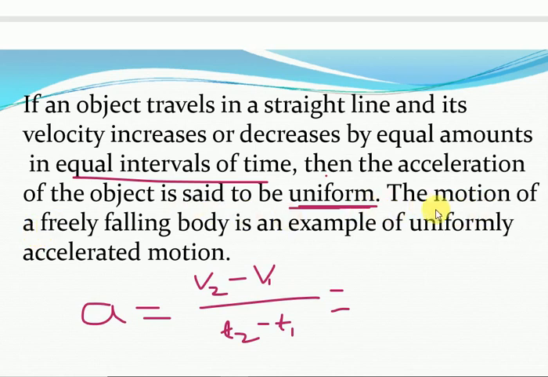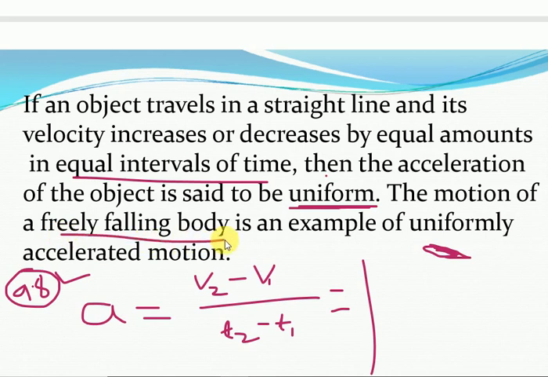The motion of a freely falling body is an example of uniformly accelerated motion. As you know, the acceleration of gravity of the earth is 9.8 meter per second square. It is a constant. You cannot change its value. We will cover the freely falling body in the coming classes. There is a total chapter related to this freely falling body.